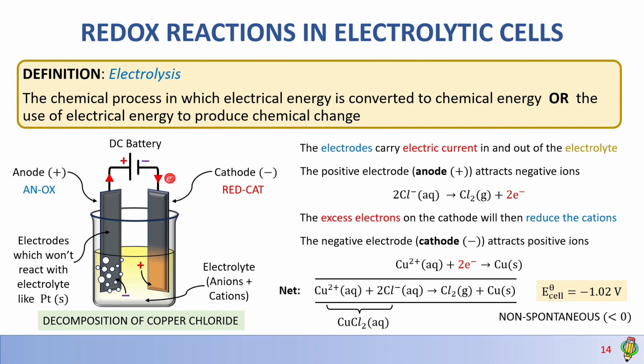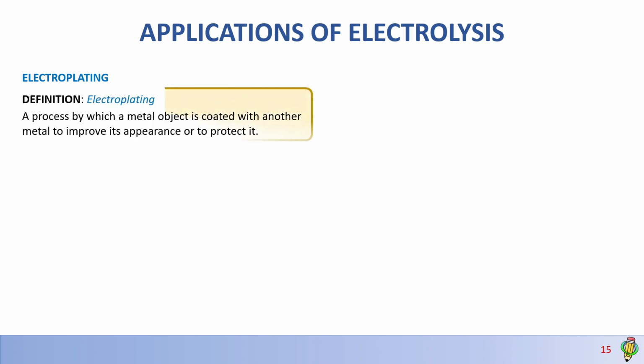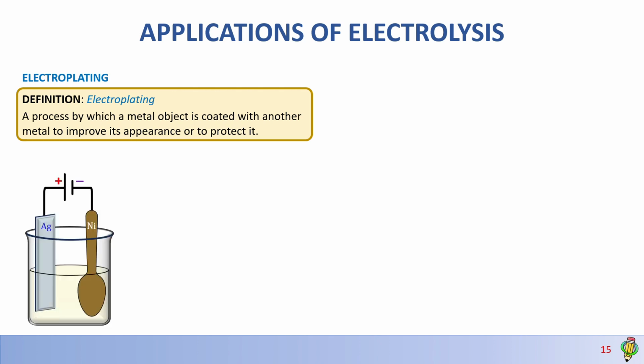Let's look at more applications of electrolysis. First, we'll look at electroplating. Electroplating is a process whereby a metal object is coated with another metal to improve its appearance or to protect it. For example, let's look at the electroplating of a nickel spoon with a silver coating.